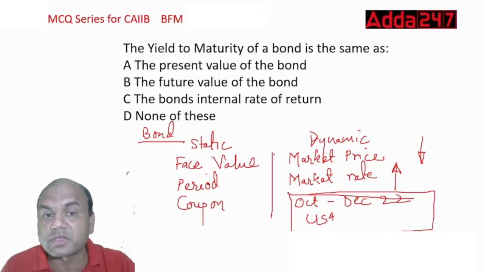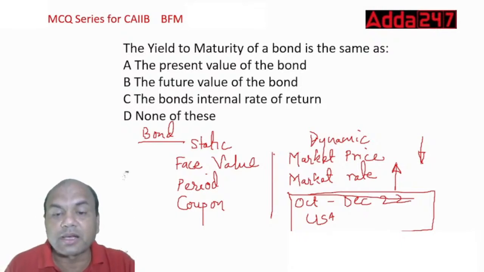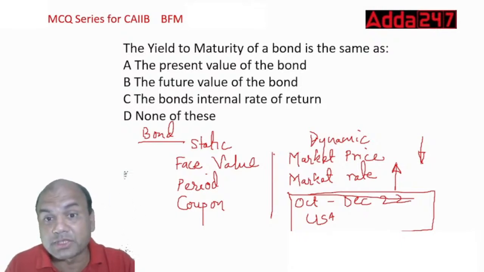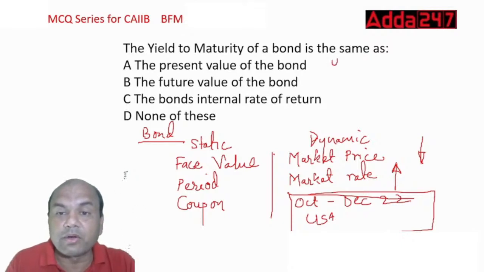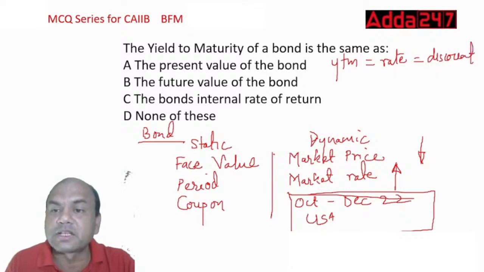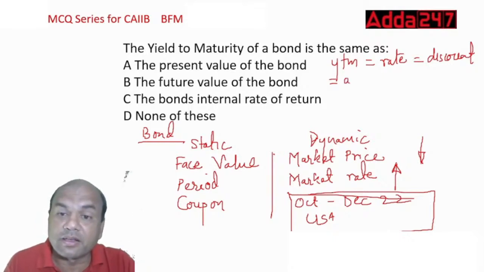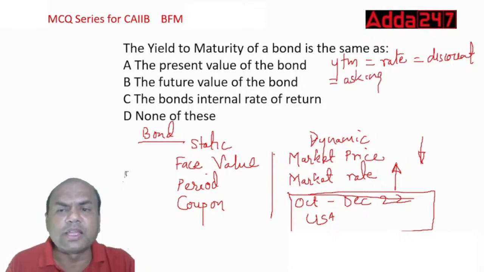Now what is the question? But where is this YTM? YTM is nowhere over here. So this YTM is called market rate. There are four to five names for this YTM. It will be called YTM, yield to maturity, or the market rate, R. All of these are called R. Next you call it discount rate. Then asking rate. Any name can be given.